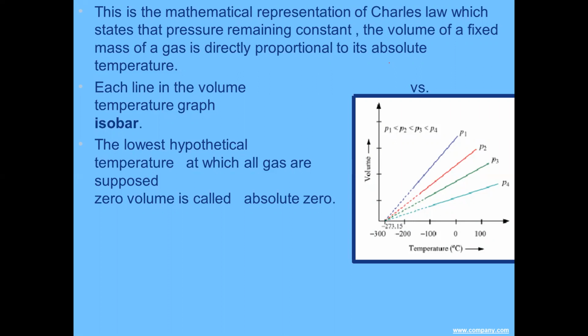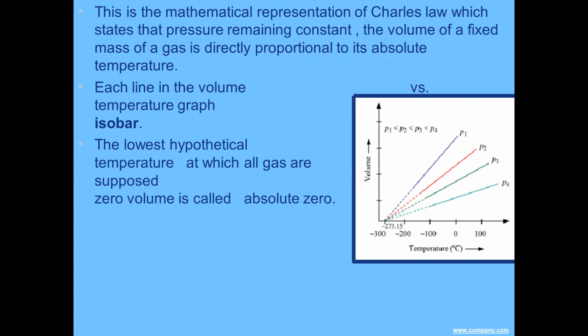Now this graph shows the relationship between volume and temperature. These lines have been plotted at different pressures, where we can see that P1 is less than P2, P2 is less than P3, and P3 is less than P4. These graphs are known as isobars because each line has been plotted at a fixed pressure. So here pressure is constant.